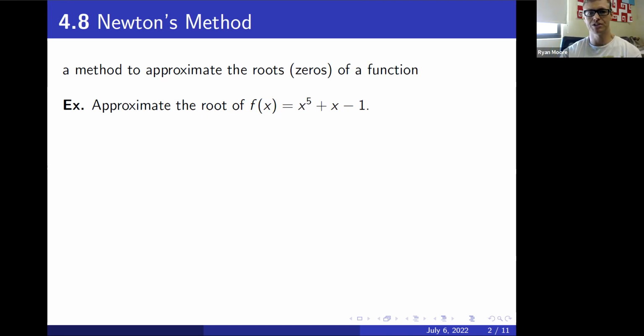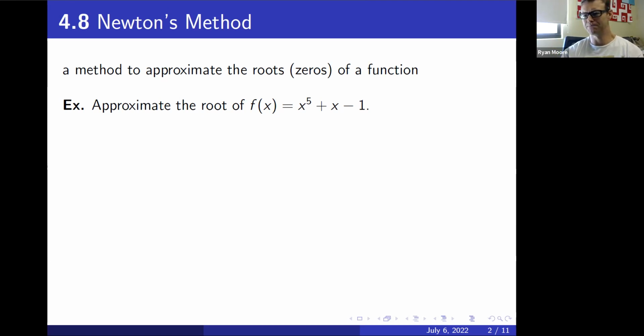It turns out just developing this method takes quite a bit of background, so we'll start that here. Approximate the root of f of x equals x to the fifth plus x minus 1. As you look at that, if you wanted to find the zero, the simplest way would be to set it equal to 0 and solve. Good luck with that. You're not really going to get far because of that x to the fifth.